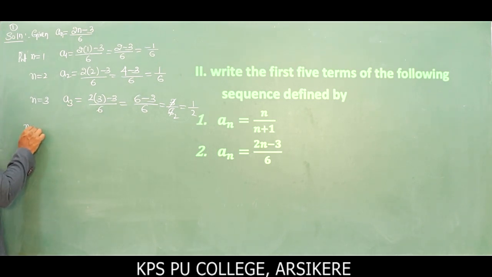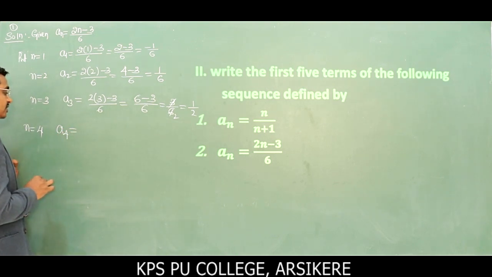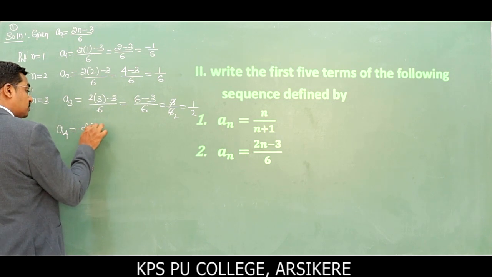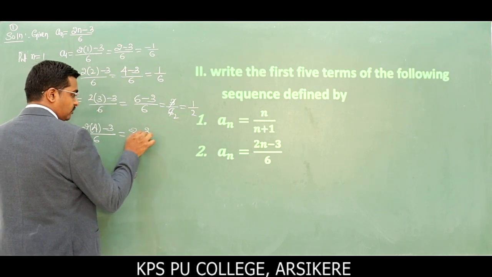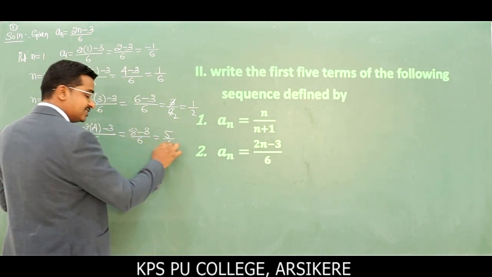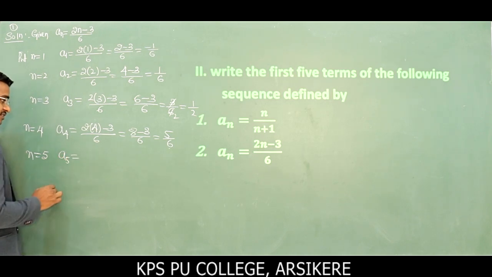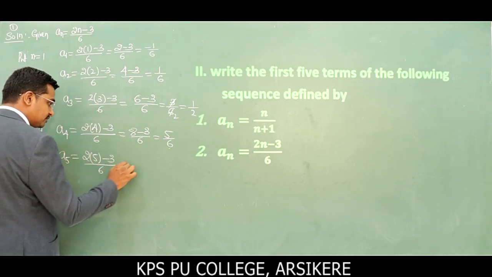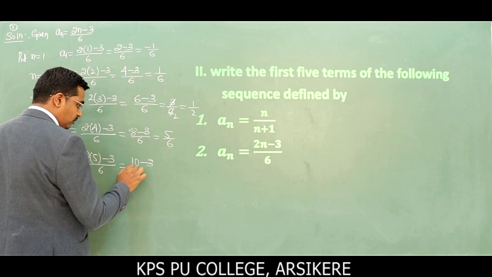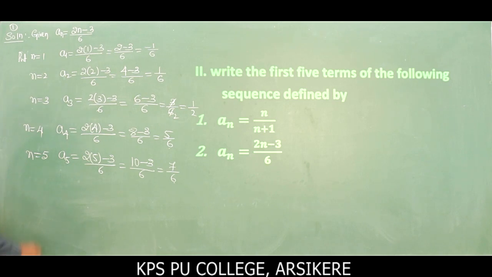And when I substitute n is equal to 4, we obtain the fourth term of the given sequence. a4 is equal to 2 times 4 minus 3 divided by 6. 8 minus 3 divided by 6, that is 5 divided by 6. Similar for the next one, n is equal to 5. a5 is equal to 2 times 5 minus 3 divided by 6 is equal to 10 minus 3 divided by 6, that is 7 divided by 6.